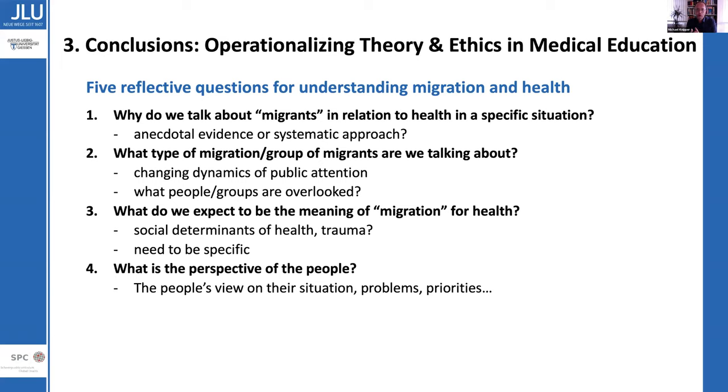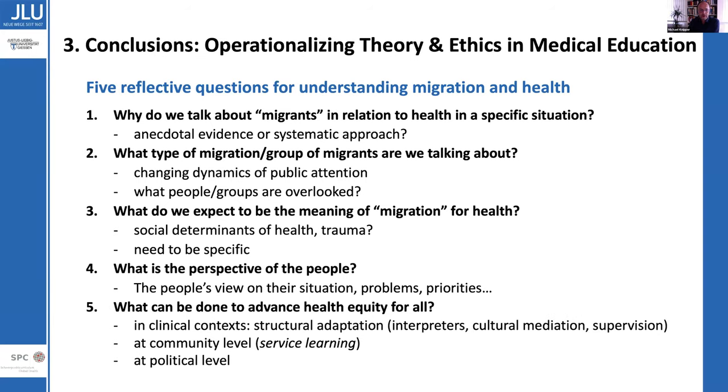We want the vaccine, but where can we get it? How can we organize? And so on. They were really ready for it and waiting for it. But the public health department, before talking to the people, assumed that there would be problems, especially that there would be cultural problems. And that's really a problem. We really have to talk to the people, or listen to the people. And then the final point is, what can be done to advance health equity for all? We can do this in the clinical context with structural adaptations, such as interpreters and cultural mediation.